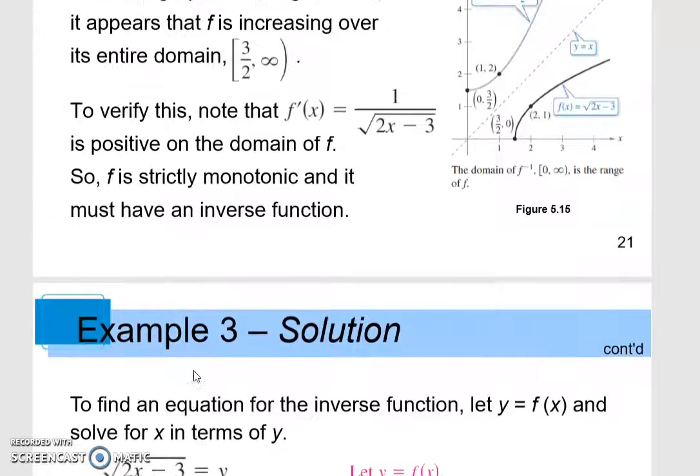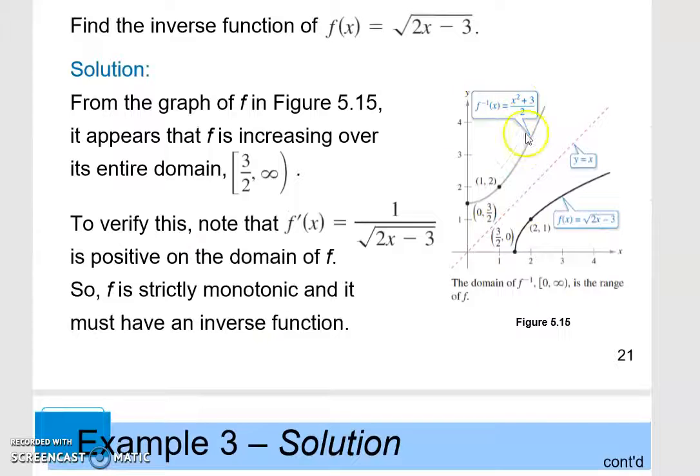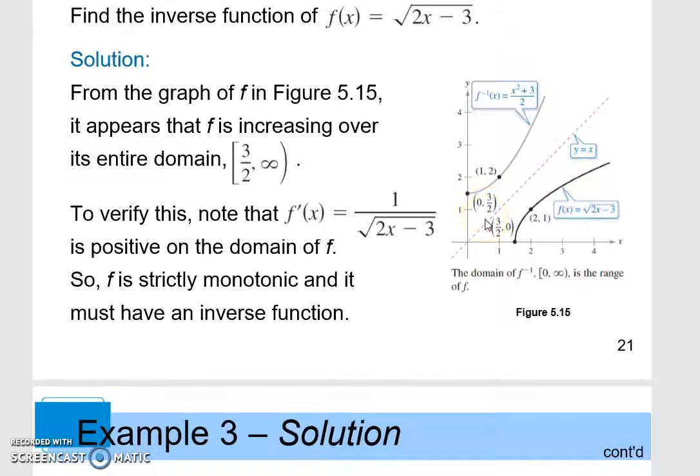As you might have seen on the slide before with the graph, this is our inverse function. And you can see, as we stated from part 1, that they're reflections of each other over the line y equals x.